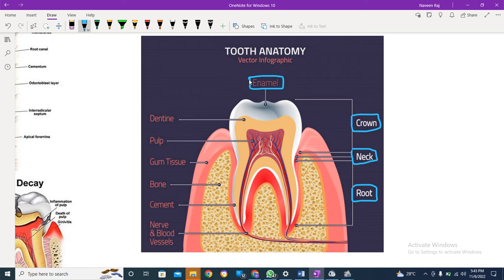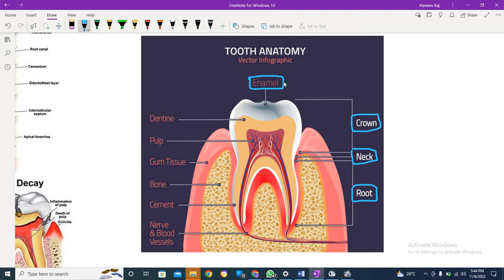This is the white part that we see. Enamel is a coating for the whole tooth, and this is non-living. This is non-living.